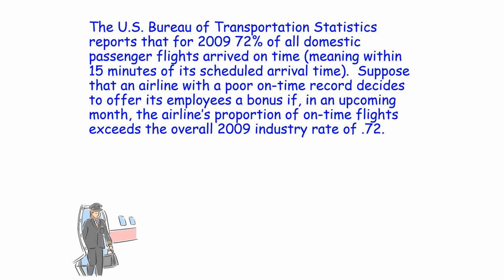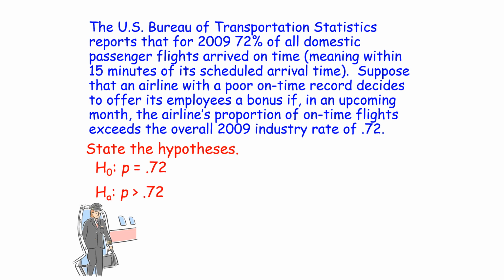So here the U.S. Bureau of Transportation Statistics reported that for 2009, 72% of all domestic passenger flights arrived on time, meaning within 15 minutes of its scheduled arrival time. So suppose that an airline with a poor on-time record decides to offer its employees a bonus if in an upcoming month the airline's proportion of on-time flights exceeds the overall 2009 industry rate of 0.72. So let's state the hypotheses here. Our null hypothesis is that p equals 0.72. And our alternative hypothesis is that p is greater than 0.72.